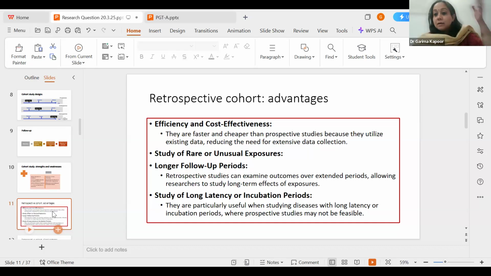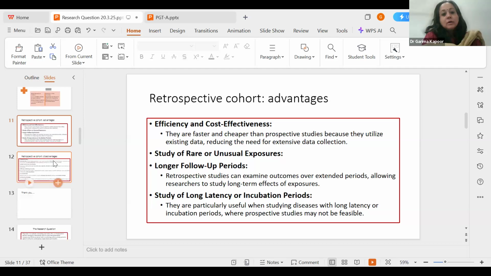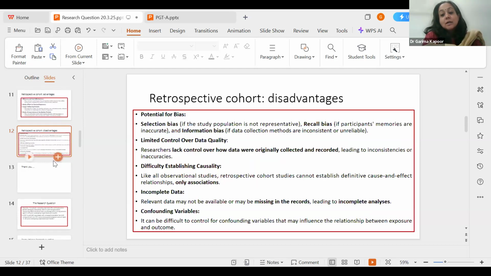You're following up patients over a long period. You said 2016 to 19, so you easily have a period of 3 years of follow-up. Imagine doing that with a prospective study. What is the amount of infrastructure and investment that would require? And you can even study long incubation periods. All right. But again, these studies are not perfect.